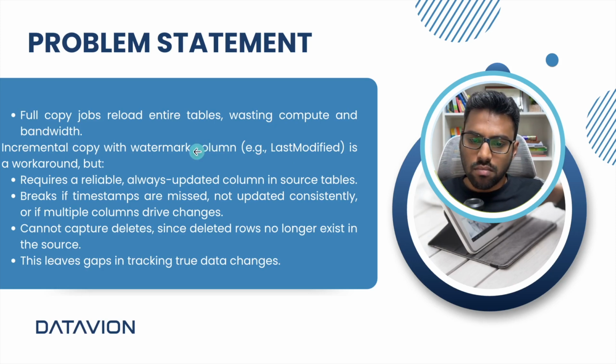But with a watermark column, you have a few problems. So we will see what those issues are. At this moment, we require a reliable solution, an always updated column in source tables. Okay, so if you are building your incremental copy based on, let's say, timestamps like last modified, then in case the timestamps are missed, your incremental copy breaks, and even if it's not updated consistently, there'll be a problem. Or what if multiple columns drive changes at all, right?